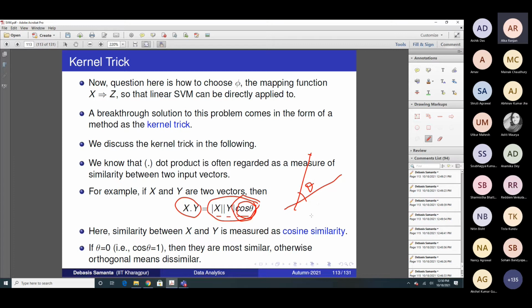Now if the two vectors are identical, they may have different magnitude, but they are of the same direction. Then in that case theta equals 0, and cos theta has the maximum value, which is 1. So if they are identical, x dot y will give you the highest value. On the other hand, if the two vectors are perpendicular to each other, then theta is 90 degrees, and cos 90 is 0, and then x dot y has the least value.